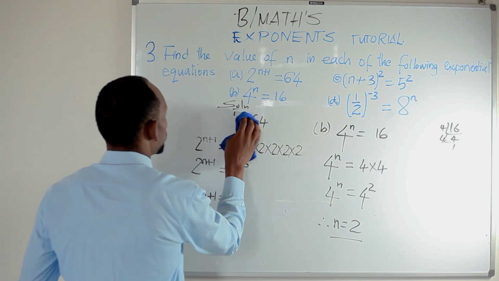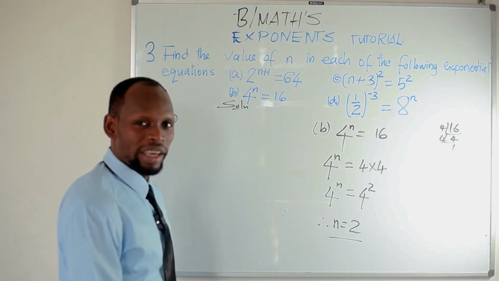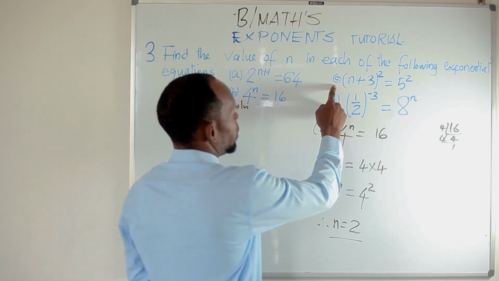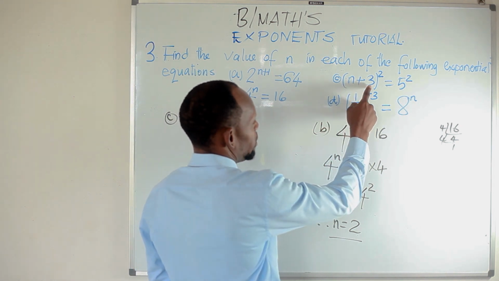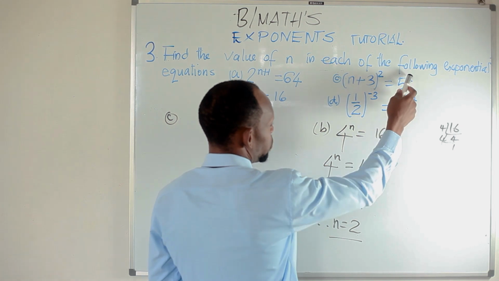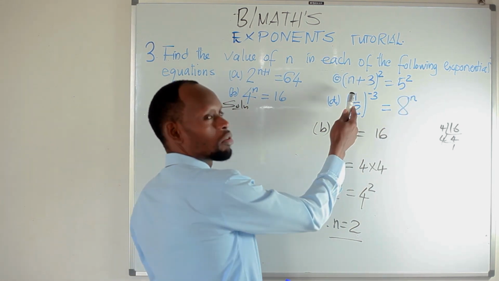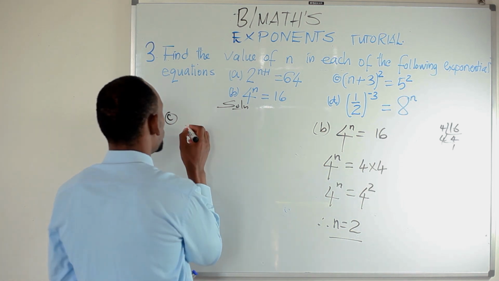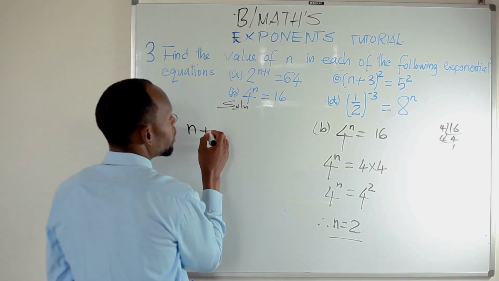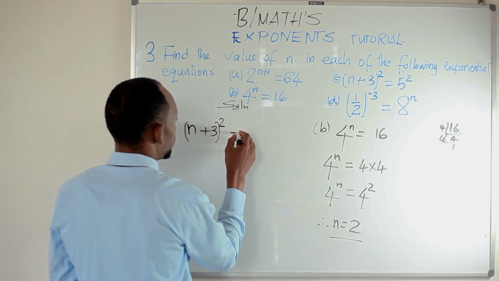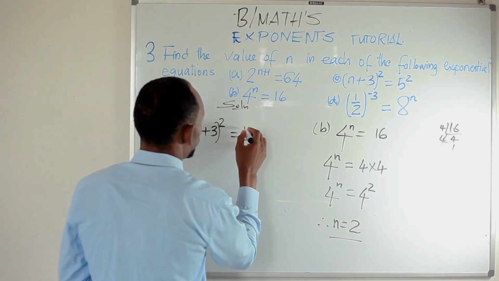Let's go for C. Let us proceed with question C. Here, (n plus 3) in the bracket squared equals 5 squared. We are required to find the value of n. So now, we have n plus 3, all of this squared, equals 5 squared.